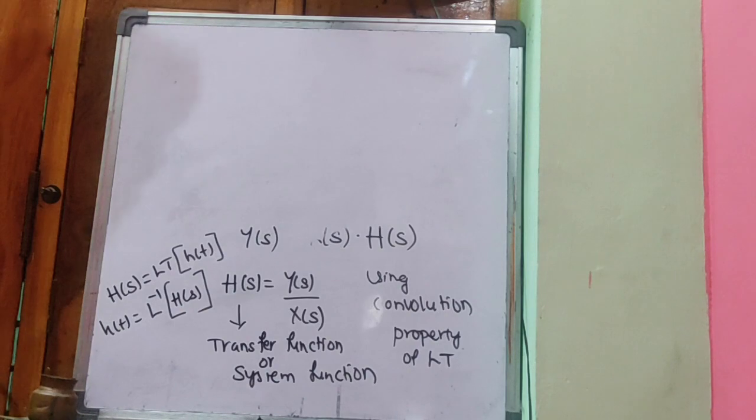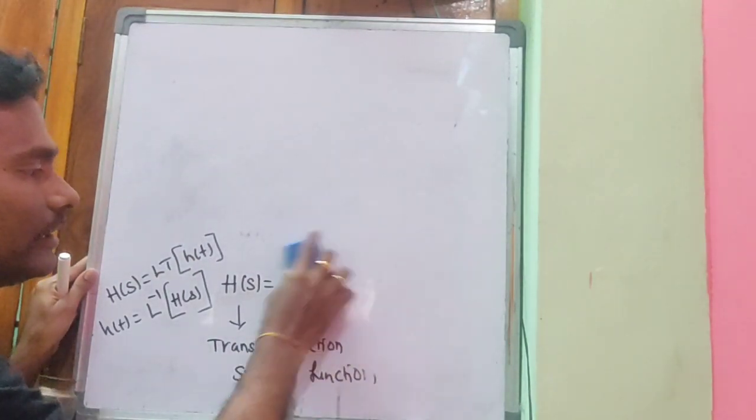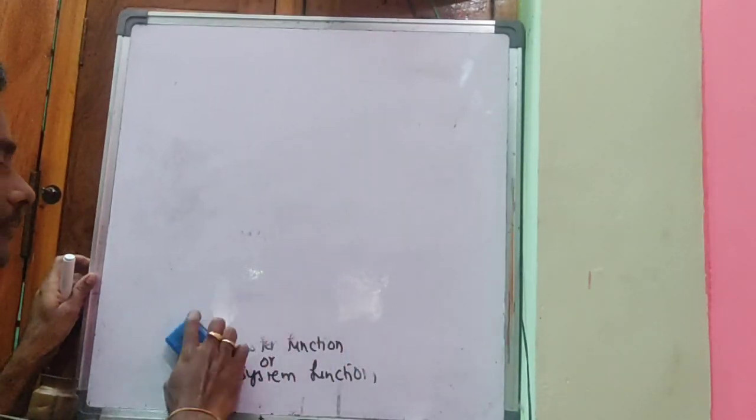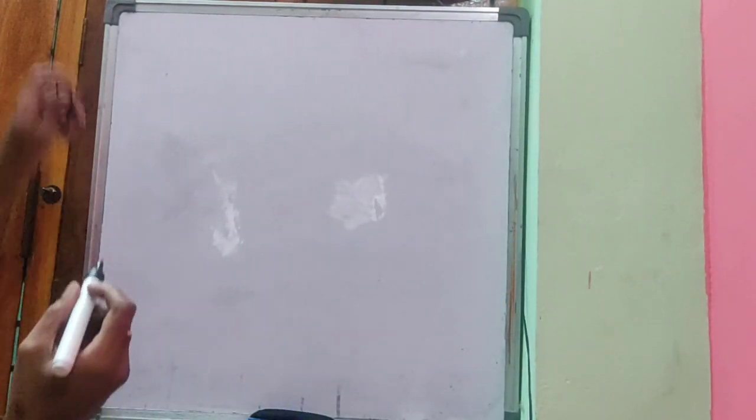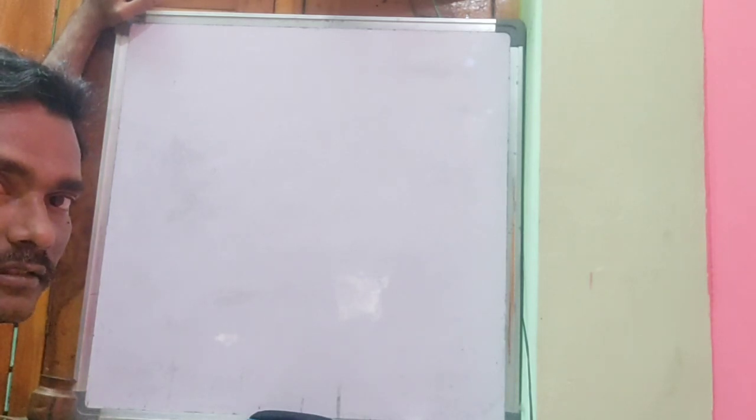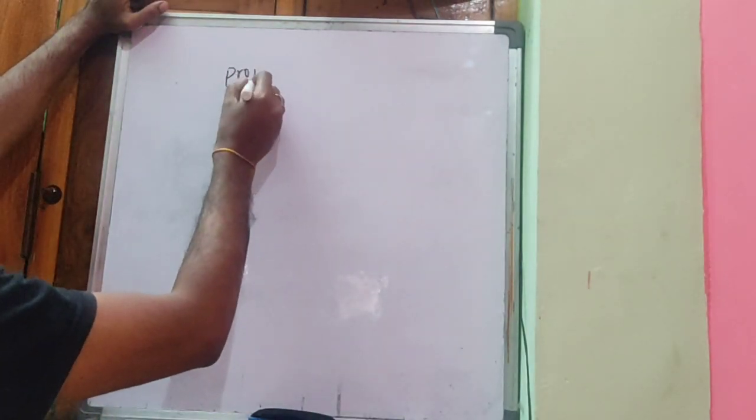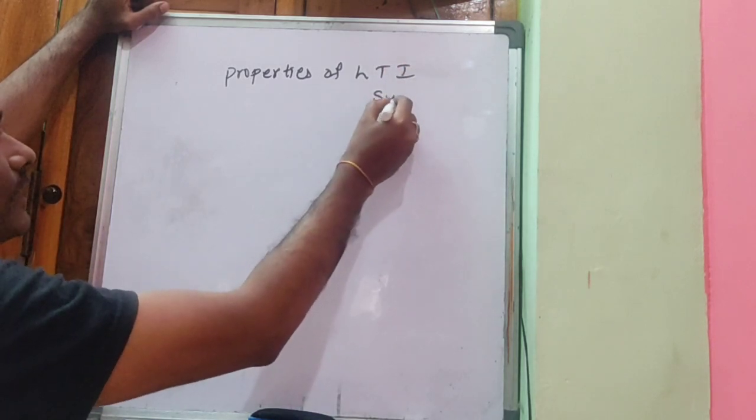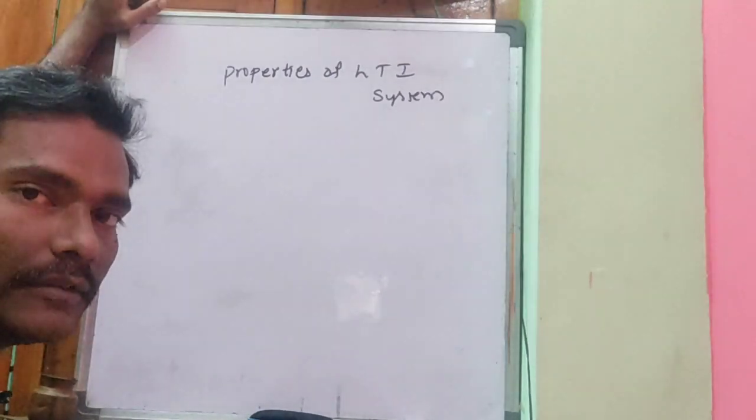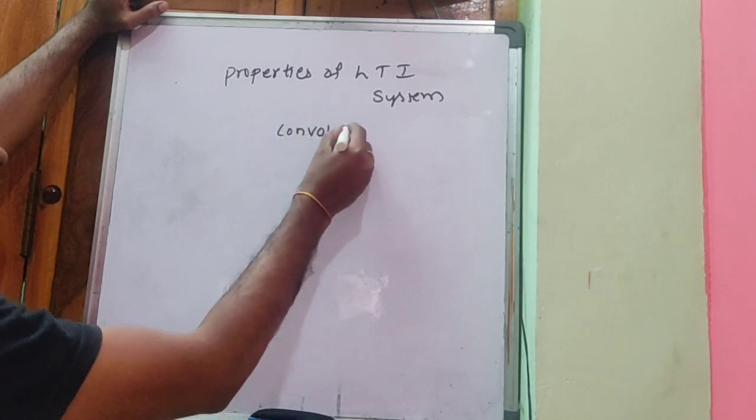Now we will be discussing the properties of linear time invariant systems. Linear time invariant systems and the impulse response are one and the same, and that means linear time invariant systems are characterized by the convolution integral which has the impulse response. So the properties of LTI systems and the properties of convolution will be similar. LTI systems and convolution properties are one and the same.